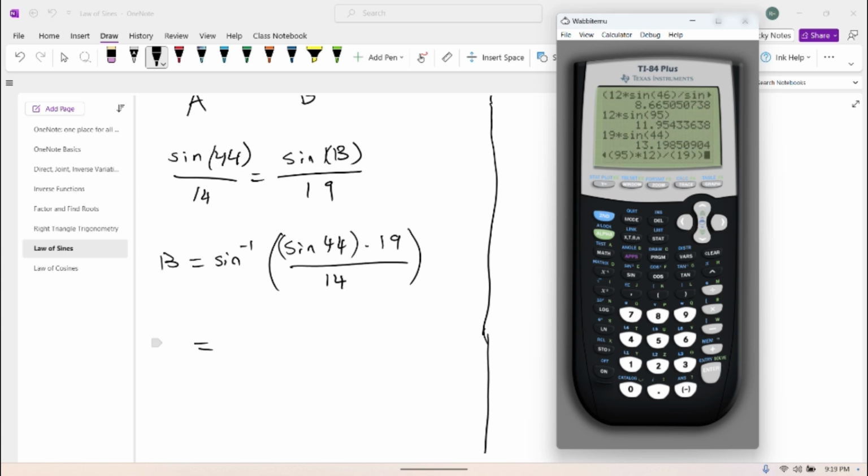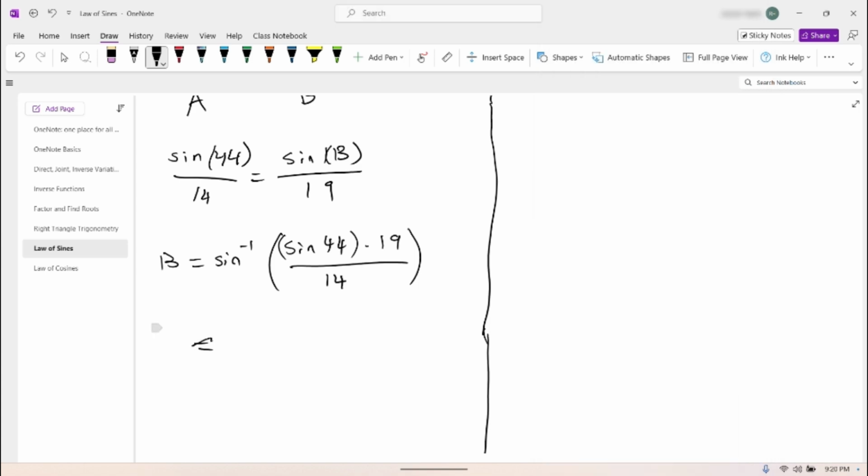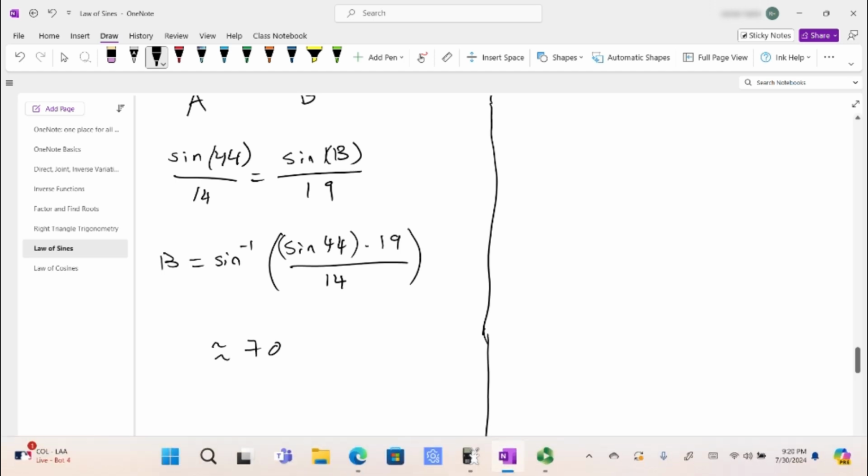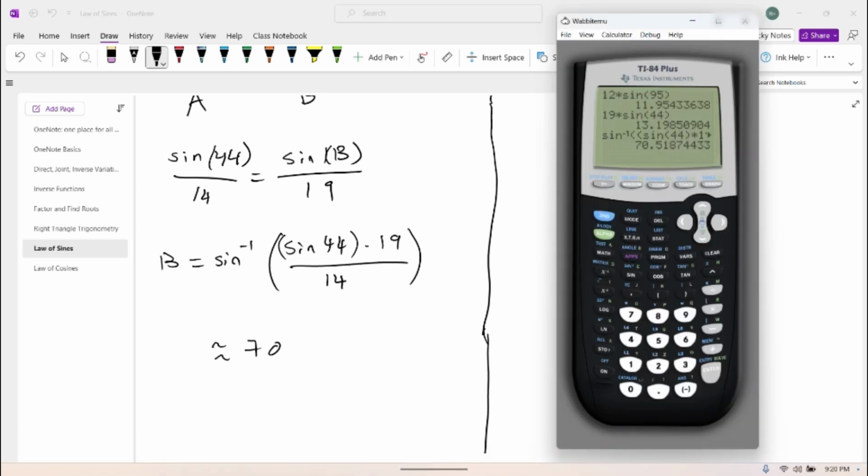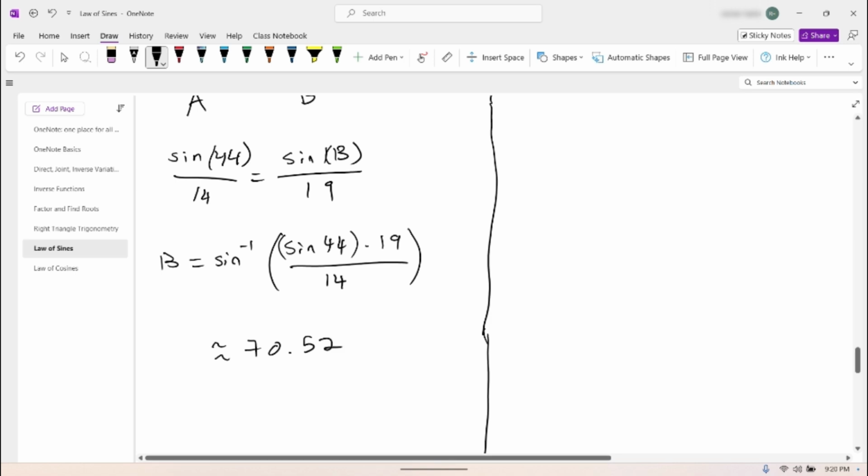This is something similar. We can just change the numbers. I have to delete all of these things before. Okay, so this is 44, and then we have times 19, and this is all over 14. Hit enter. So B is roughly 70.52. All right, so B is 70.52.